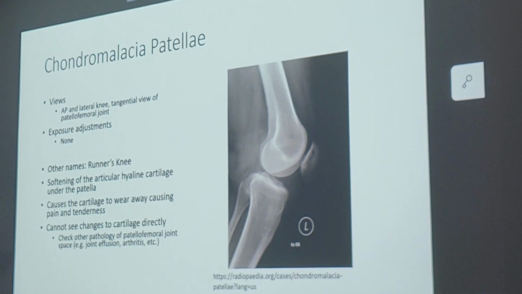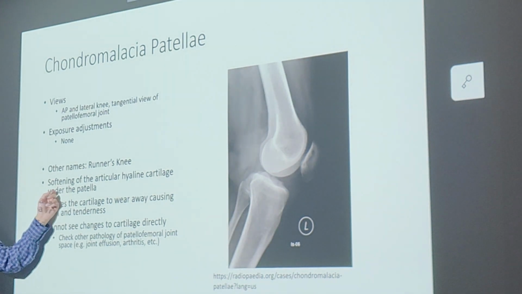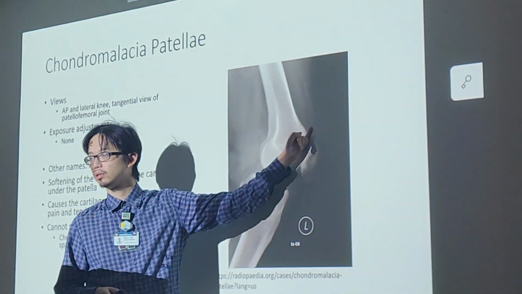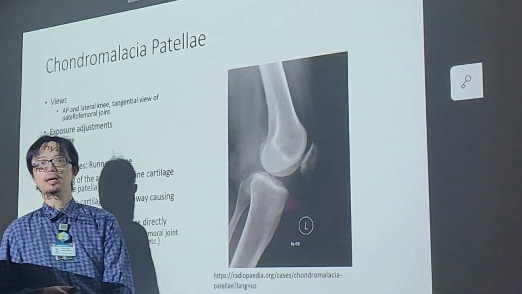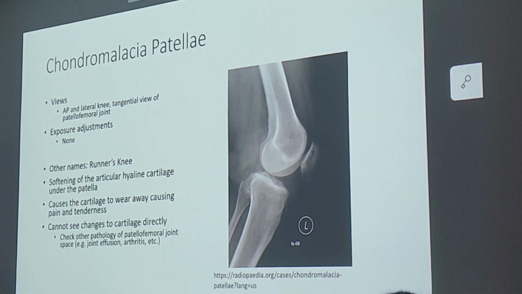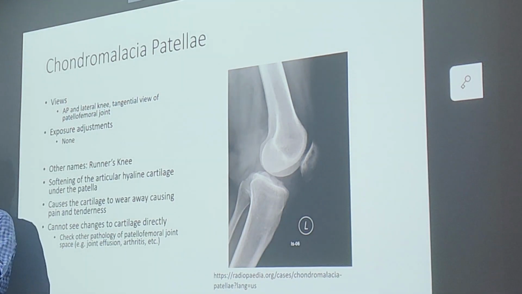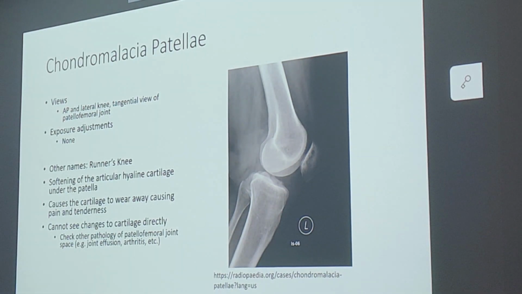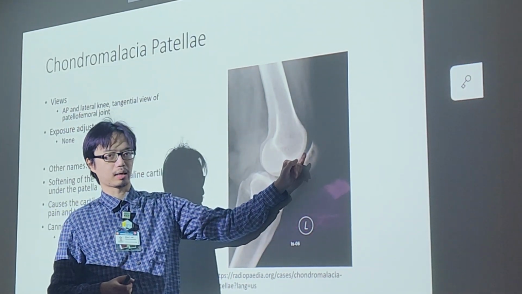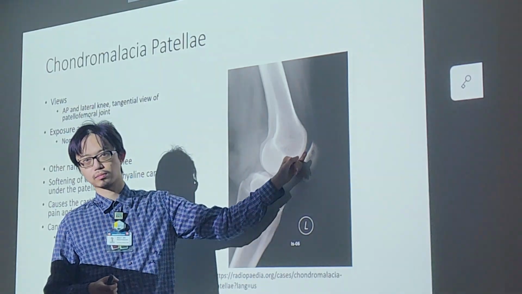So this is softening of the cartilage underneath the patella, between the patella and the femur. There's supposed to be cartilage right here, but that cartilage has softened, and because it softens, it wears away. So the cartilage begins to go away, and now you have patella against femur without that insulation of cartilage, and it becomes painful. It's under, kind of in between the patella and the femur. That's where the cartilage would be.